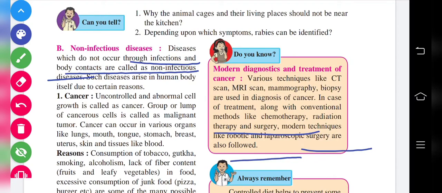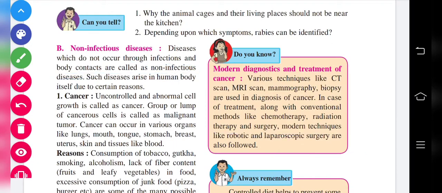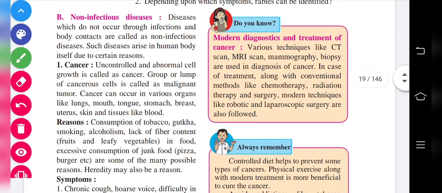That is a non-infectious disease. An example of this kind of disease is cancer. Such a disease arises in the human body itself due to certain reasons. The first non-infectious disease is cancer.